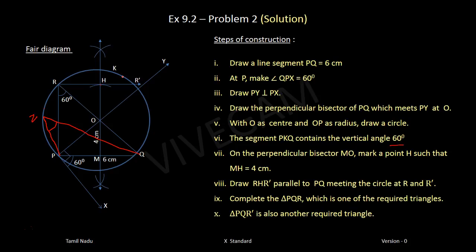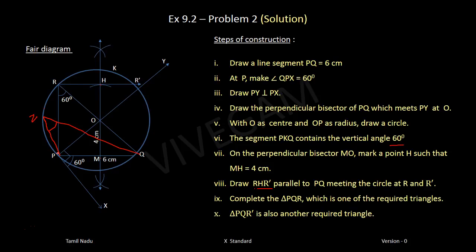So any point on this segment, if you connect it to P and Q, will subtend an angle of 60 degrees. That is as per tangent chord theorem. But we want to also have an altitude of 4 centimeter. So on the perpendicular bisector MO, mark a point H such that MH equals 4 centimeter. So with M as a center and radius of 4 centimeter, draw an arc cutting the perpendicular bisector and name it as H. Then draw a line parallel to PQ, meeting the circle at R and R dash.